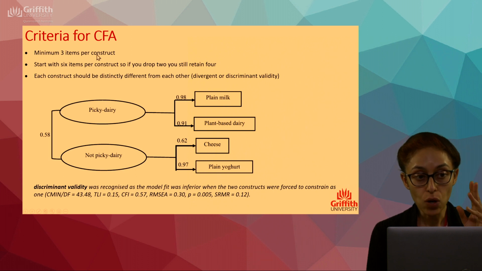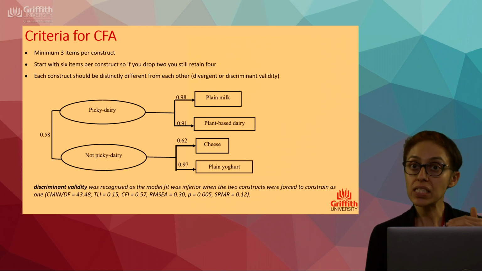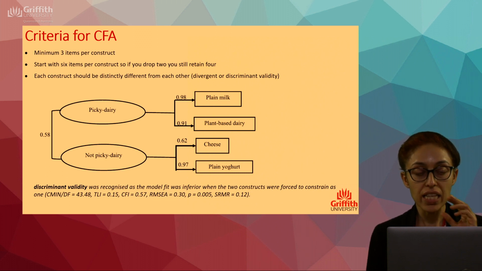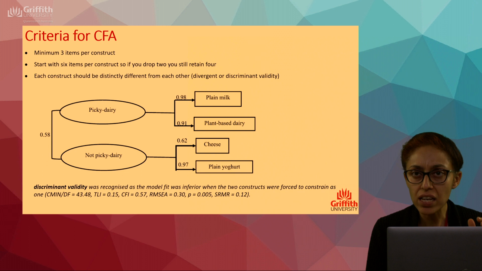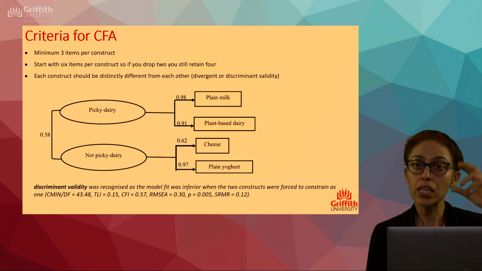Alright, so yes, you need to have a minimum of 3 items. Then an ideal way of doing confirmatory factor analysis is that you start with 6 items, and then the software removes the items which are really weak and do not sit well in the construct, and that's how you reduce the number of items.